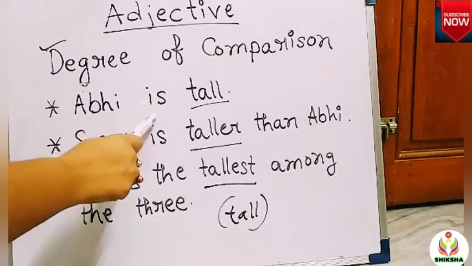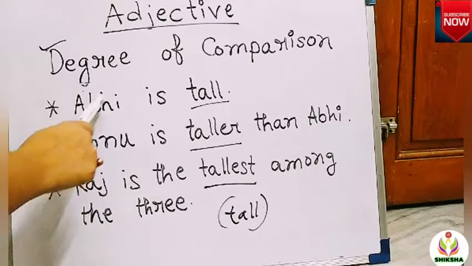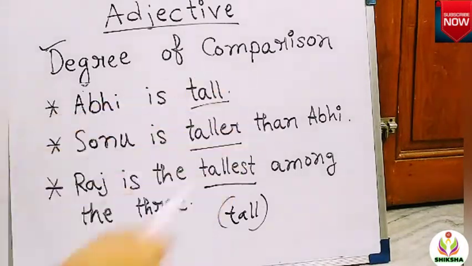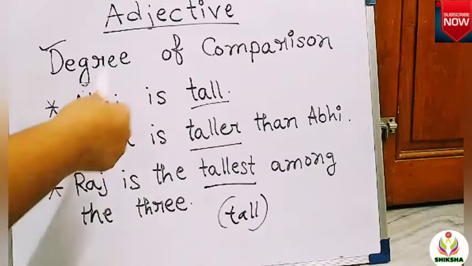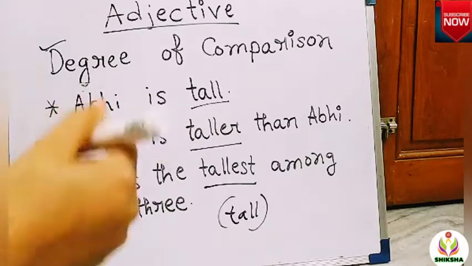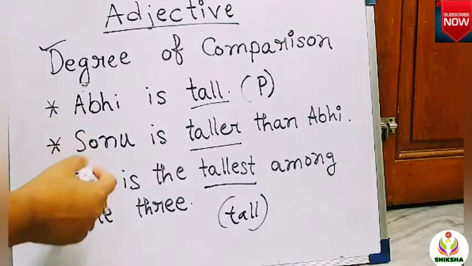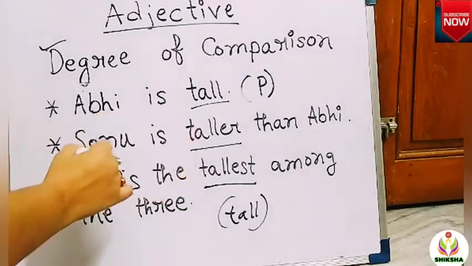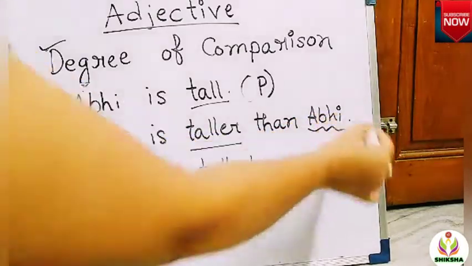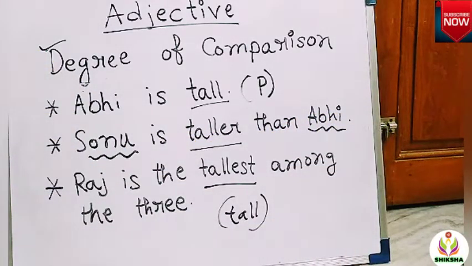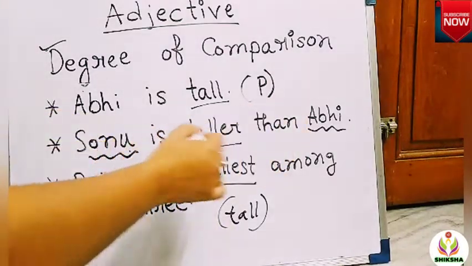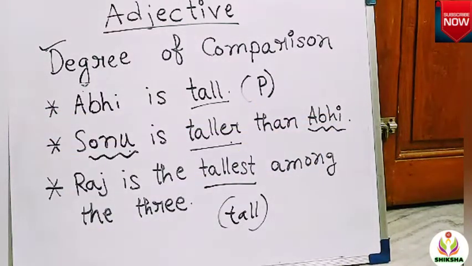In the first sentence, we are not comparing Abhi with anybody. We are just saying that Abhi is tall. So, this is in positive degree. In the second sentence, we are comparing 2 persons, Sonu and Abhi, and saying that Sonu is taller than Abhi. So, in this sentence, a comparison has been made between 2 people. That's why it is in comparative degree.